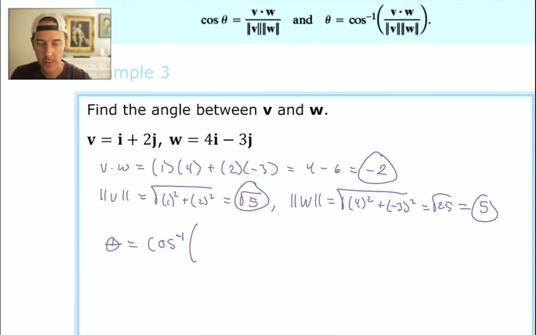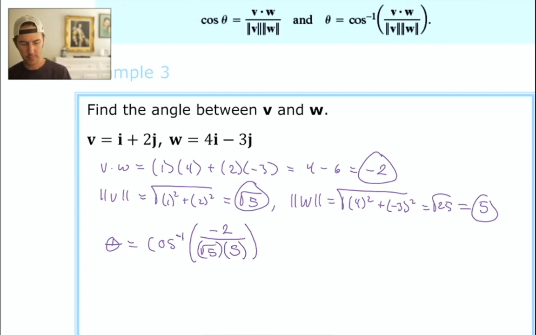So our numerator is the negative 2. And our denominator, magnitude of V is the square root of 5, and the magnitude of W is 5. If you'd like to put those in parentheses so that it's clear that they need to be multiplied together, that's a good idea. I'm going to type this into my calculator. I've got both calculators, so I suppose we could do both. I think typing this into the graphing calculator is pretty straightforward, so let's do that one first.